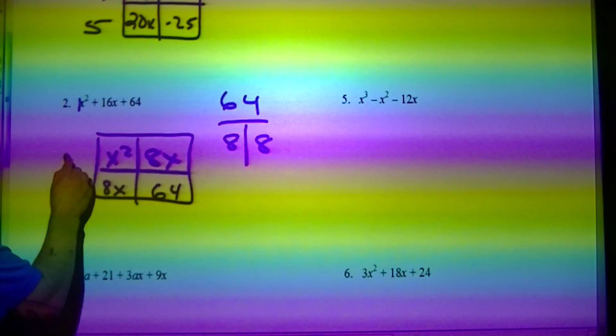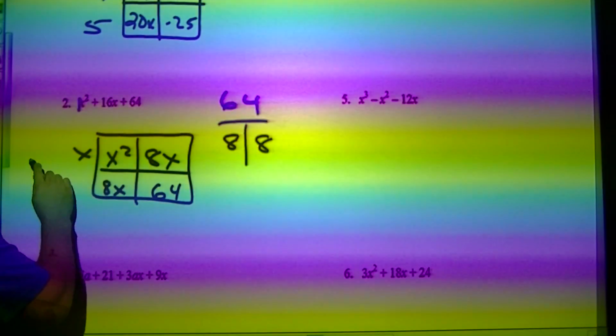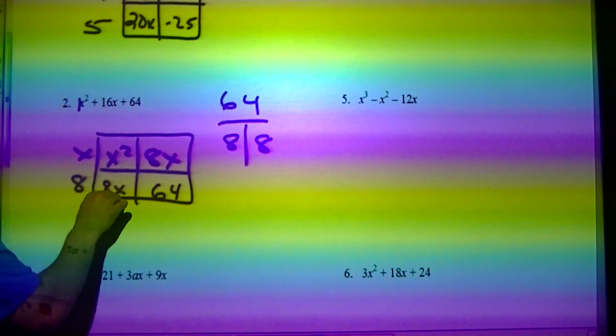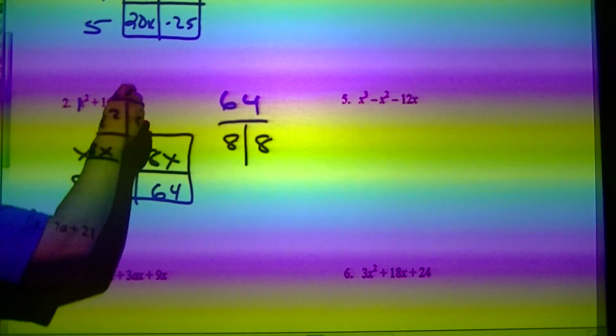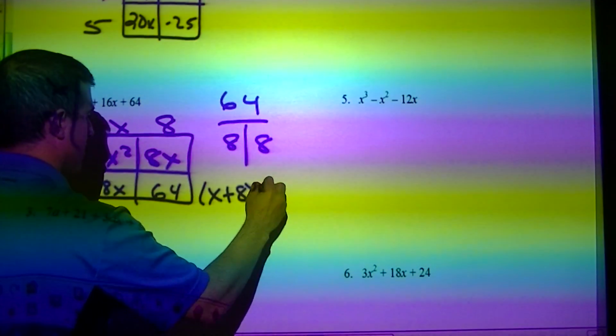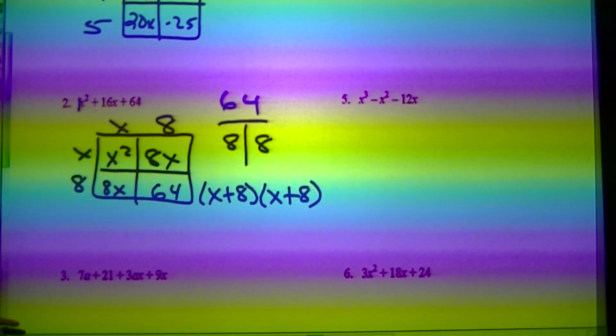So I look this way: the GCF is x, no number. This way, no letter, but my number here is 8. Looking this way, I've got a letter, but no number. This way, I've got this. So it's going to be x plus 8, x plus 8. And those are the factors of this one.